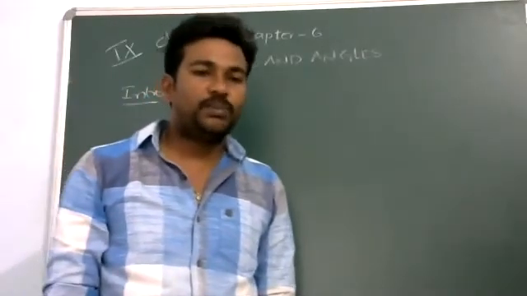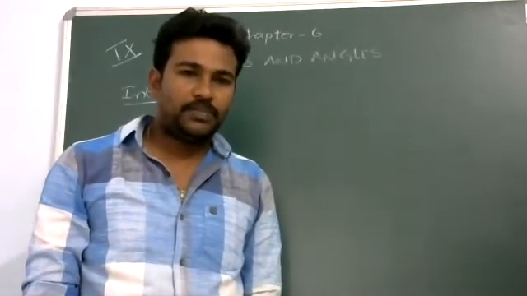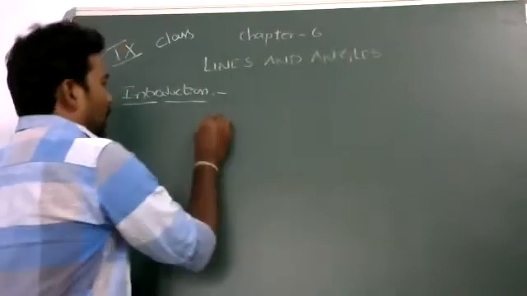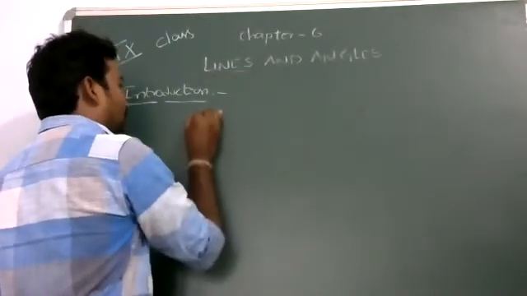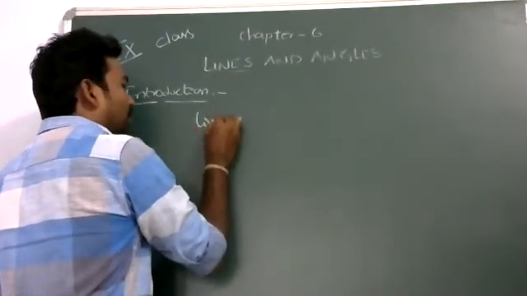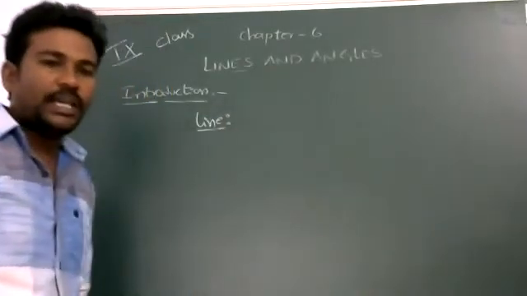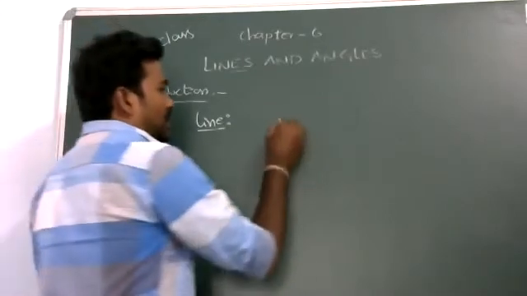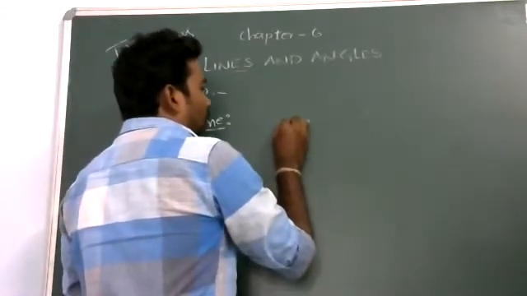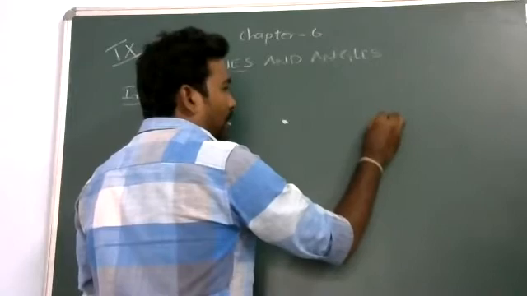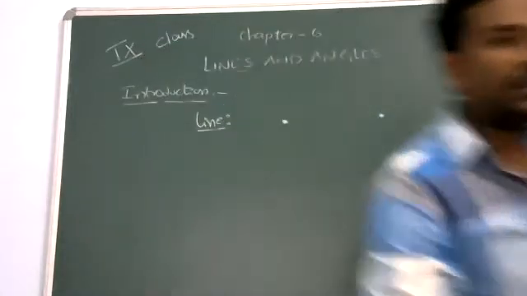First of all, what is meant by a line? Starting with lines. Here I want to represent this line. Suppose this is a point and this one is also another point.